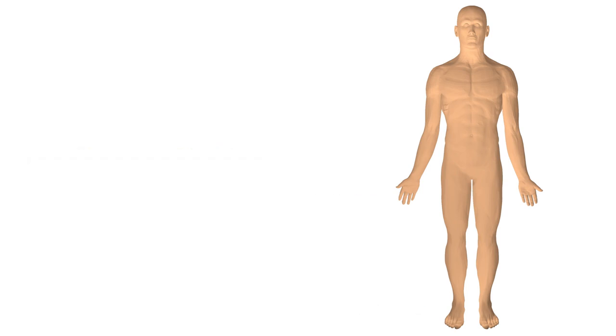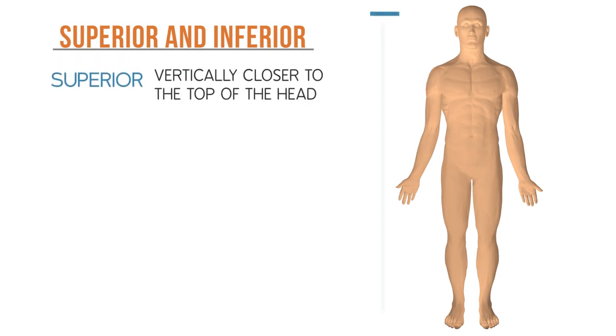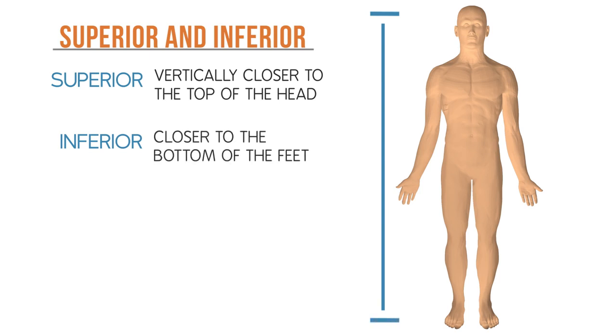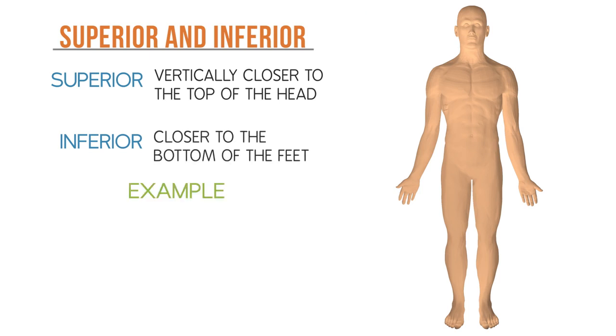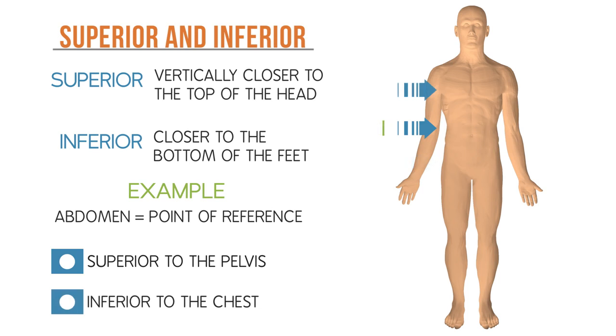When we need to describe the location of a body part as being above or below another body part, we use the terms superior and inferior. When a body part is superior, it is considered vertically closer to the top of the head in the anatomical position. On the other hand, a body part is considered inferior if it is closer to the bottom of the feet. For example, with the abdomen as the point of reference, we could say that it is both superior to the pelvis and inferior to the chest.